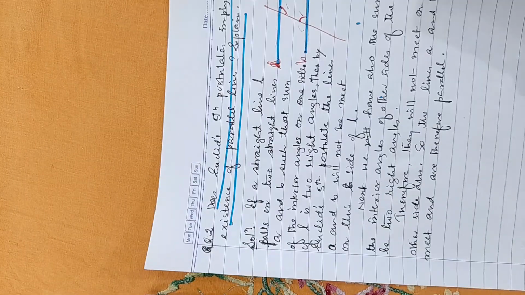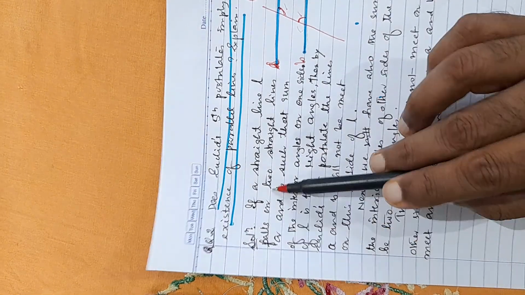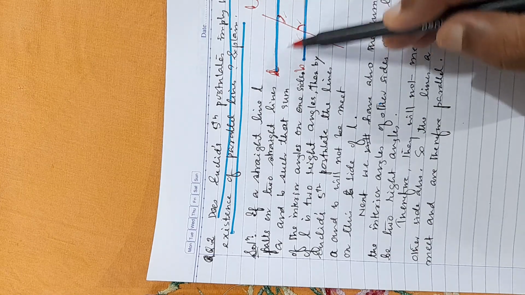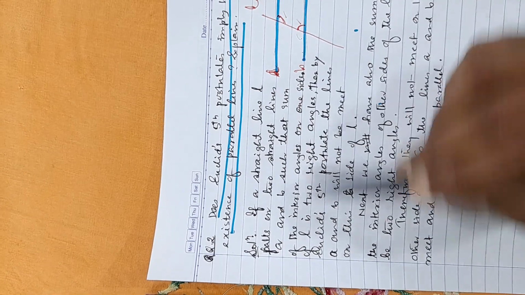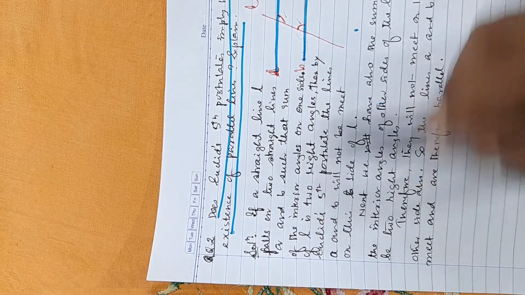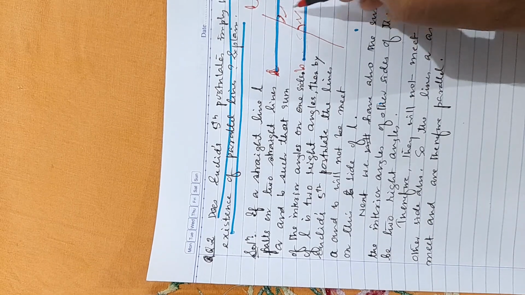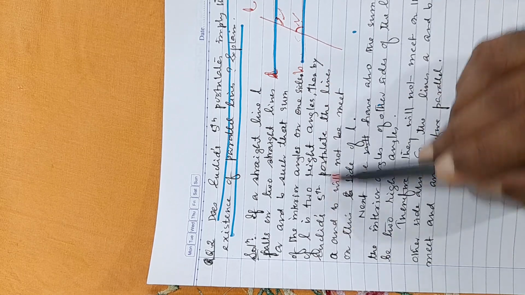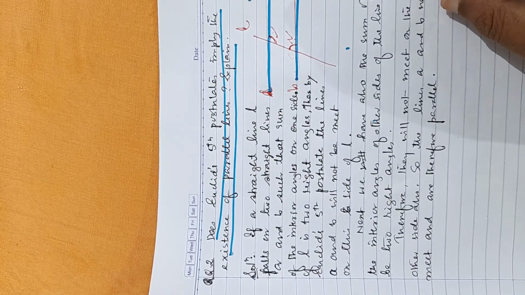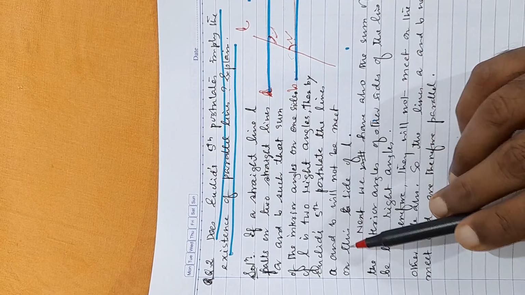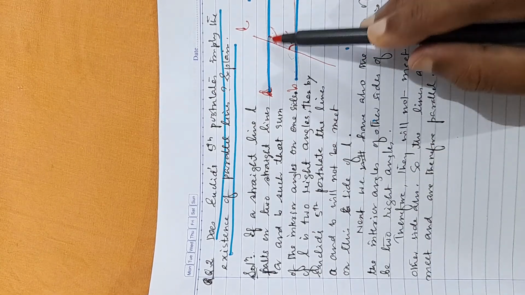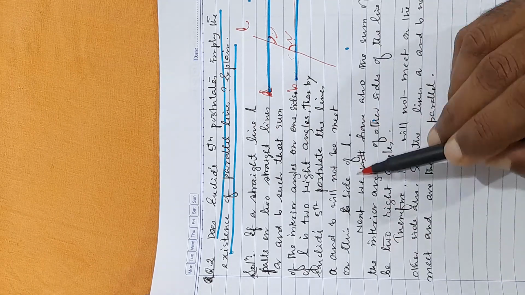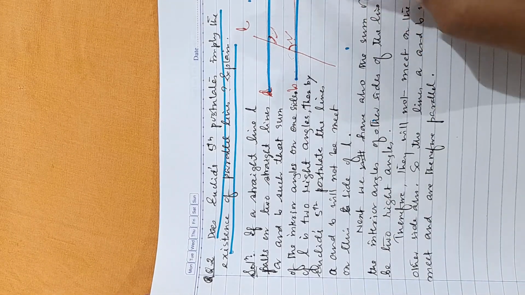That is what we have written here. If a straight line L falls on two straight lines A and B, such that the sum of the interior angles on one side is 180 degrees, or two right angles, then by Euclid's fifth postulate, these two lines will not meet on this side of L.